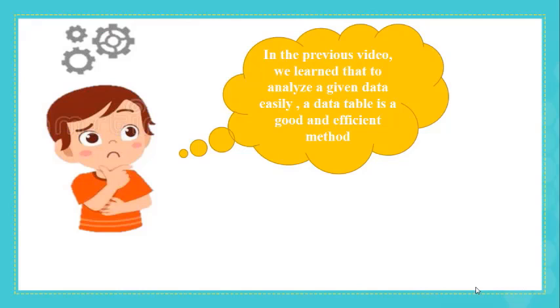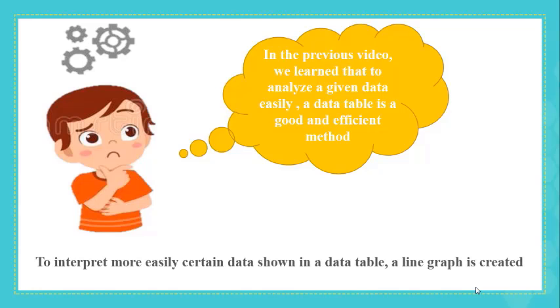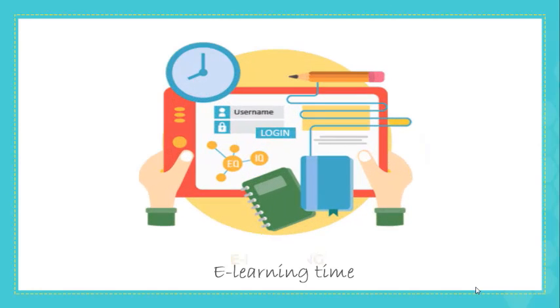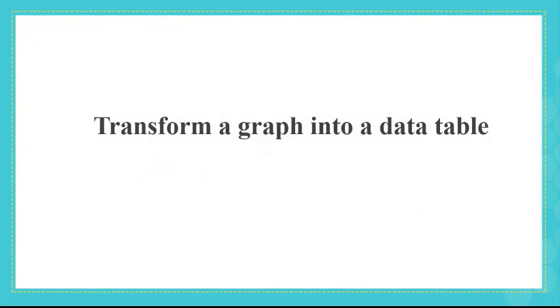In the previous video, we learned that to analyze given data easily, a data table is a good and efficient method. But to interpret more easily certain data shown in a data table, a line graph is created. Inversely, we can transform a graph into a data table.